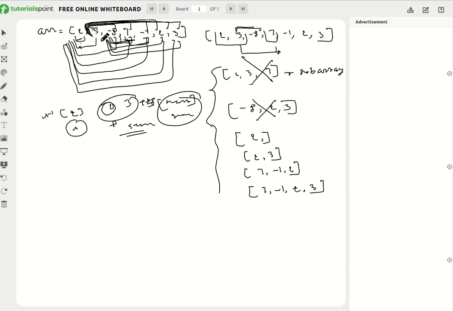Okay, so first I'm going to write the algorithm steps. So what are the steps here?